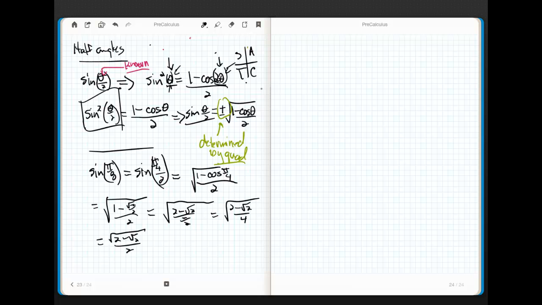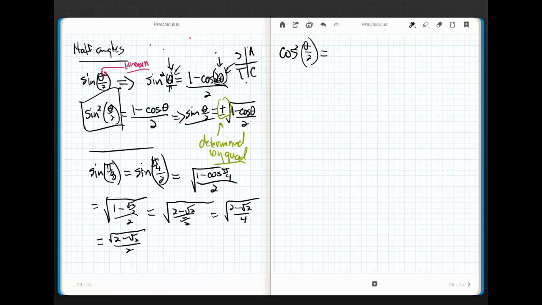Let's do exactly the same trick, but let's do it with cosine squared theta halves. Now again, keep your eye on the prize here. I want to be able to get rid of this theta halves and get the thing back in terms of theta.